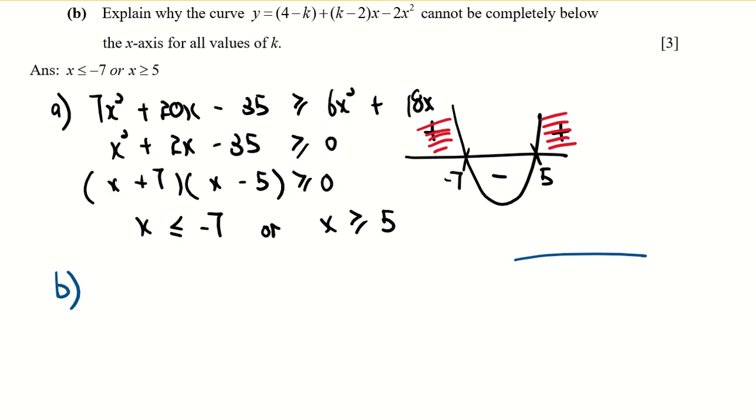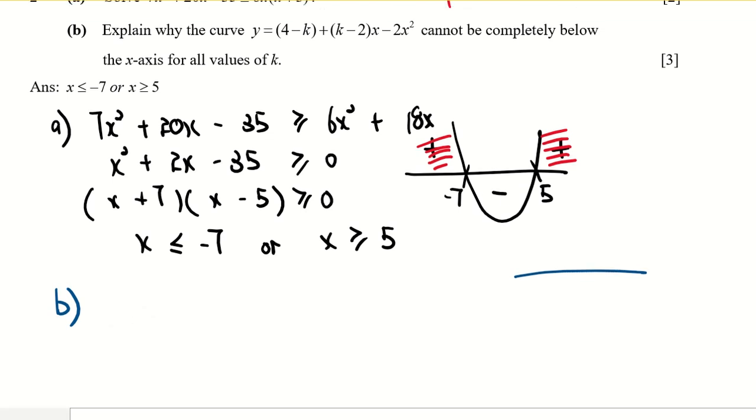Okay, part B is an explanation question. Think about it again. Alright, what kind of curve is it? It's quadratic. But I'm going to zoom in. Looks like it's a negative 2x squared. This means that this is an N-shaped curve. Alright, you need to explain why it cannot be completely below the x-axis.